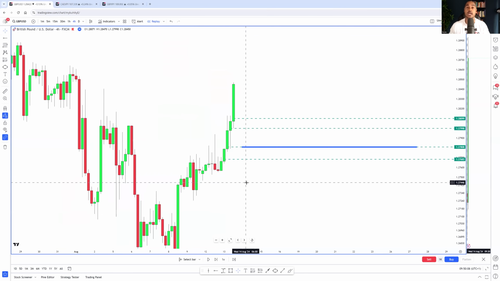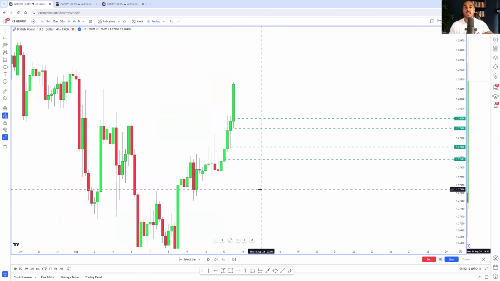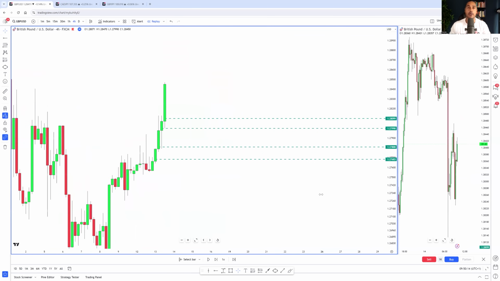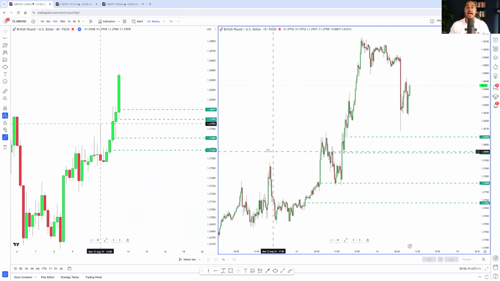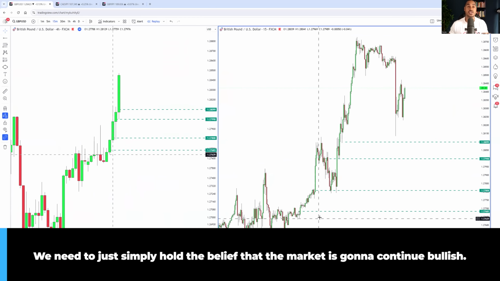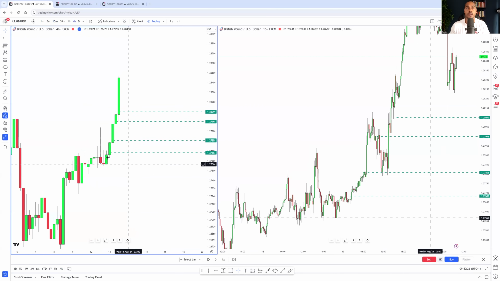So when we're looking at this, we need to be very, very sure that our decisions for today are going to be bullish. Now, we don't want to trade the 4H time frame, so we want to use scaling down techniques. And in order to do that, guys, we need to just simply hold the belief that the market is going to continue bullish. Now, how do we do that?